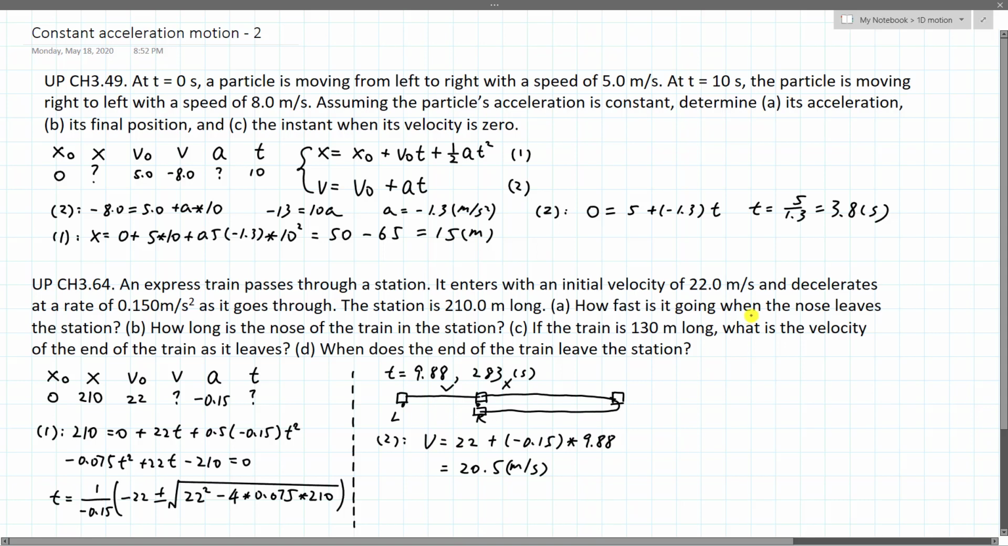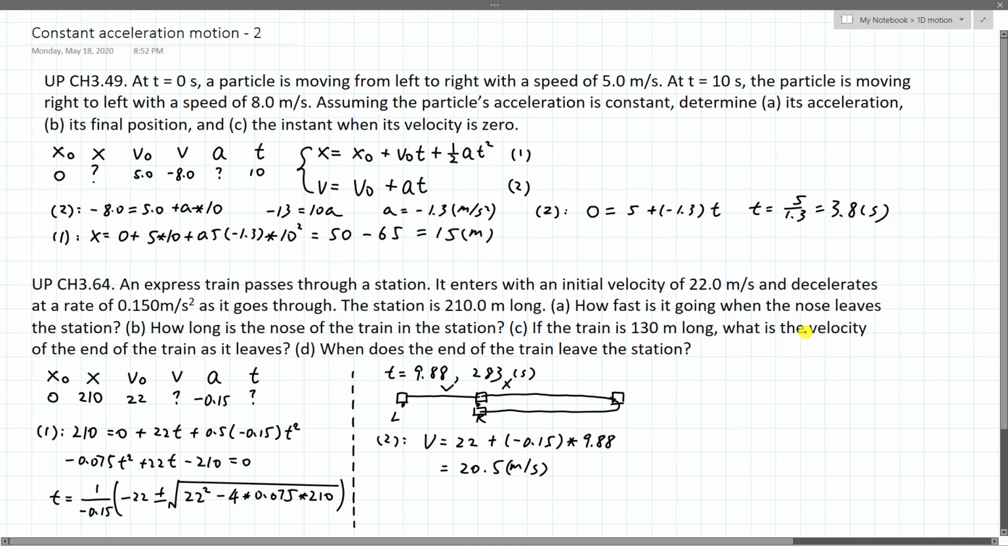How fast is it when its nose leaves the station? And how long is the nose of the train in the station? So that was this answer here. It spent almost 10 seconds in the station. So let's move on to the next two questions. If the train is 130 meters long, what is the velocity of the end of the train as it leaves?